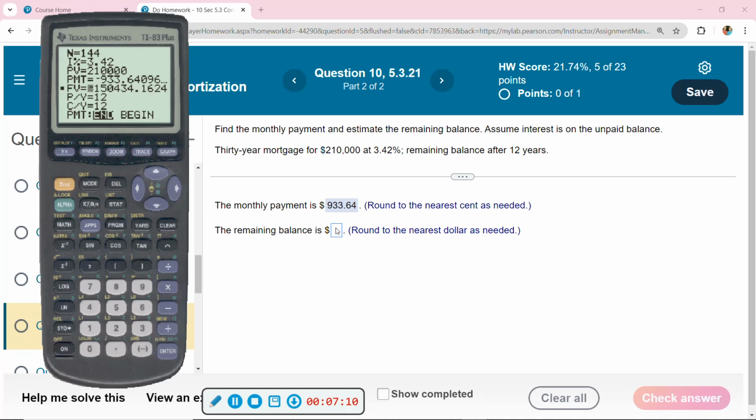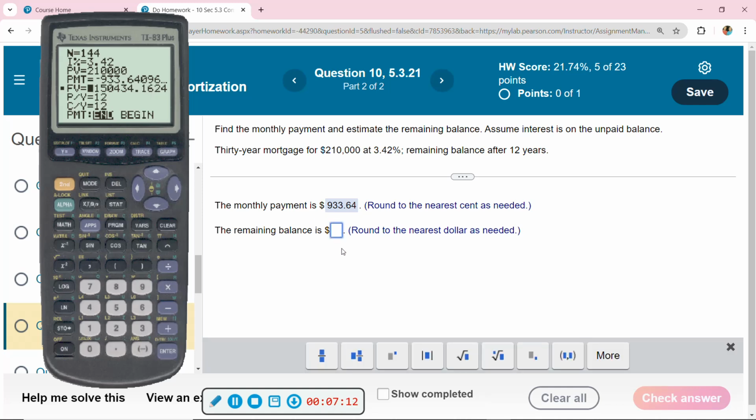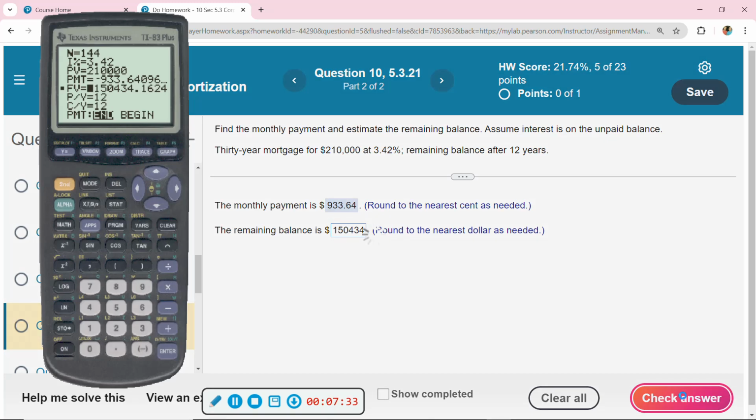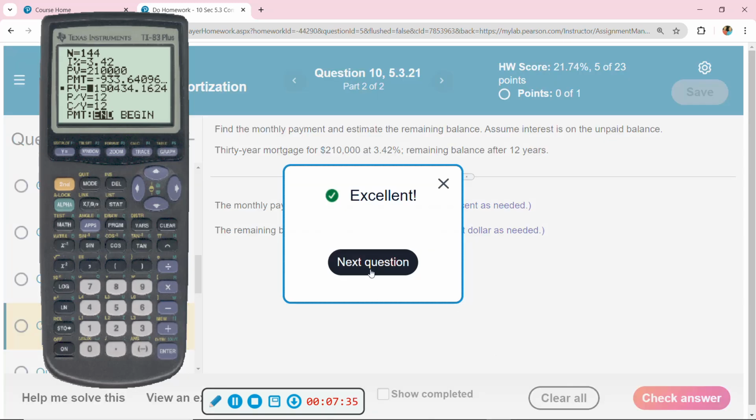$150,434.16. So after 12 years, again, it's negative on the calculator because you still owe that money, but you don't punch in negative. $150,434, and it says, oh wait, round to the nearest dollar. So the 16 cents, we'll just leave it at $434. Okay.